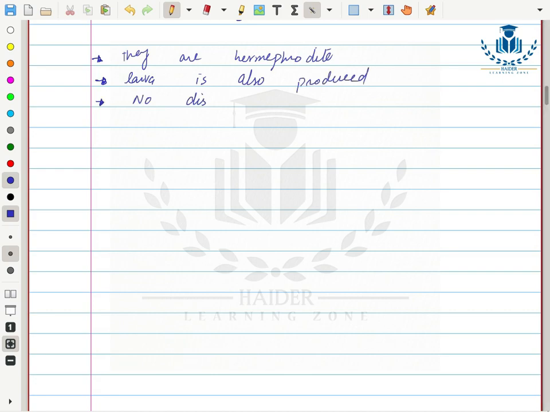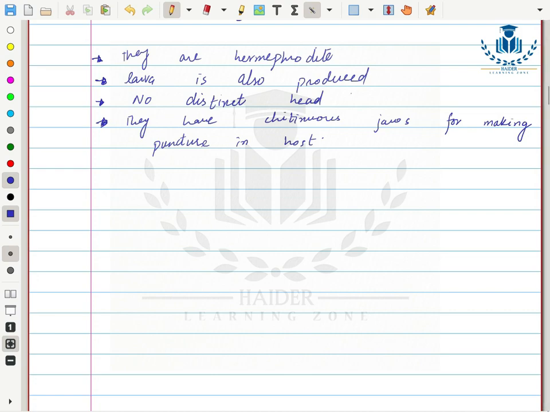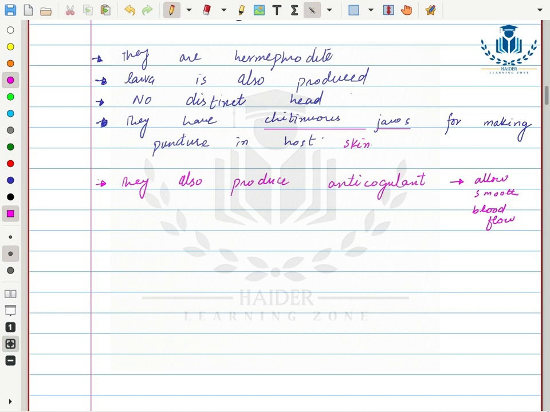Just like class Oligochaeta, they also don't have any distinct head region or any structures such as tentacles or palps, etc. But as you know, the organisms in class Hirudinea are mostly parasitic in their nutritional mode, therefore they have special structures called chitinous jaws that help them make a puncture. To make a hole in the host's body, in the host's skin, they have chitinous jaws, and as soon as the hole is generated they suck blood from there.